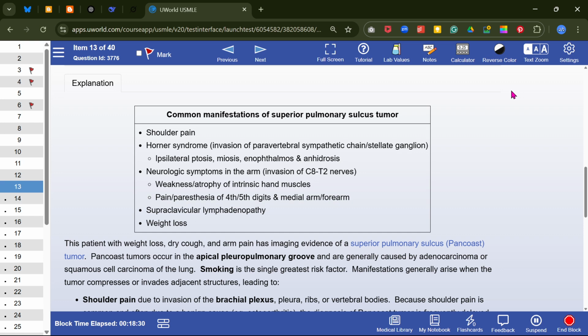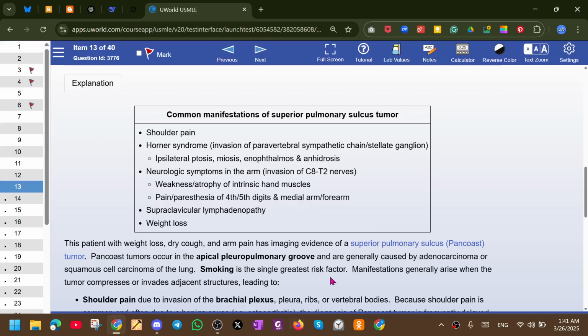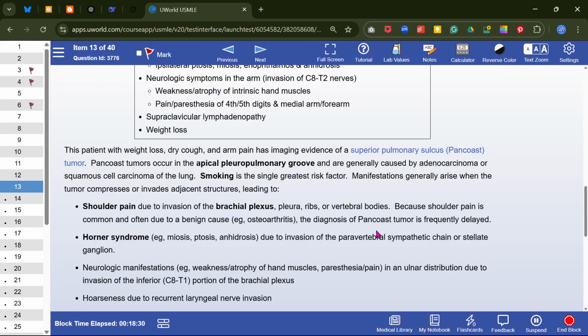This patient with weight loss, dry cough, arm pain has imaging evidence of superior sulcus or Pancoast tumor. Pancoast tumors occur in the apical pulmonary groove and are generally caused by adenocarcinoma or squamous cell carcinoma of the lung. Smoking is the single greatest risk factor. Manifestations generally arise when the tumor compresses and invades adjacent structures.